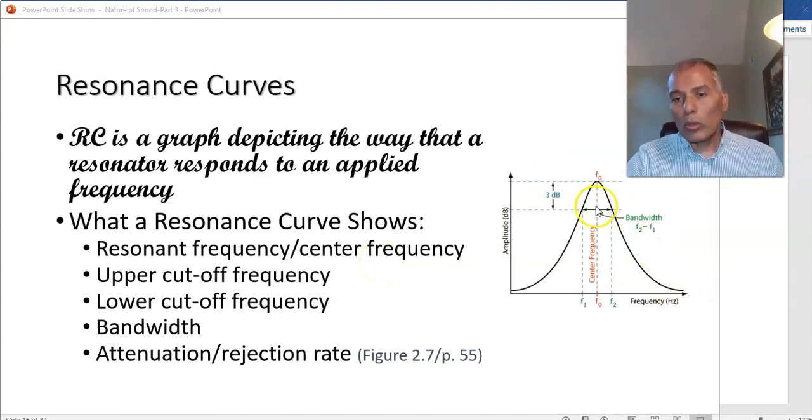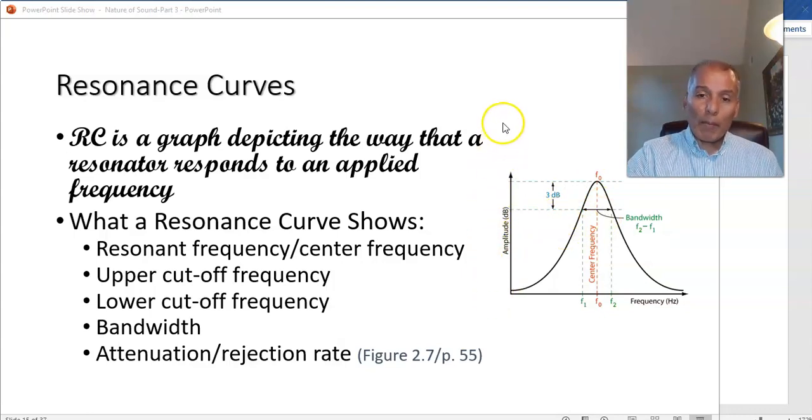So that is called a resonance curve. This chart is called a resonance curve. And you need to know what information is displayed. What information does the resonance curve give you?